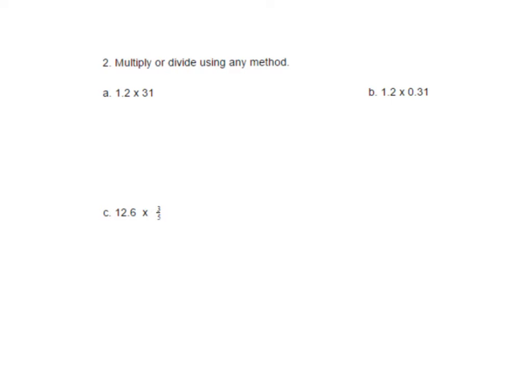Now we need to multiply or divide using any method. We have 1 2/10 times 31. Well, because it's written as decimals, I'm just going to multiply as decimals. I know I have to multiply by 10 to move that decimal out of the way. Now I can multiply as normal.